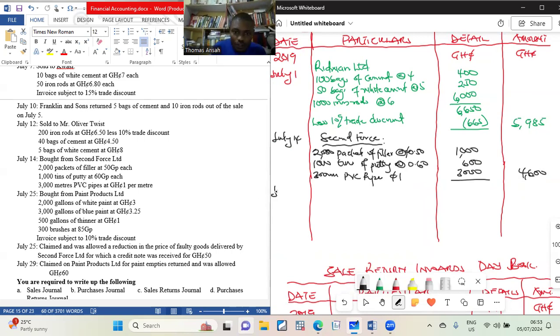Then we come to our July 15th, or it's rather 25. This one they bought from Paints Products.